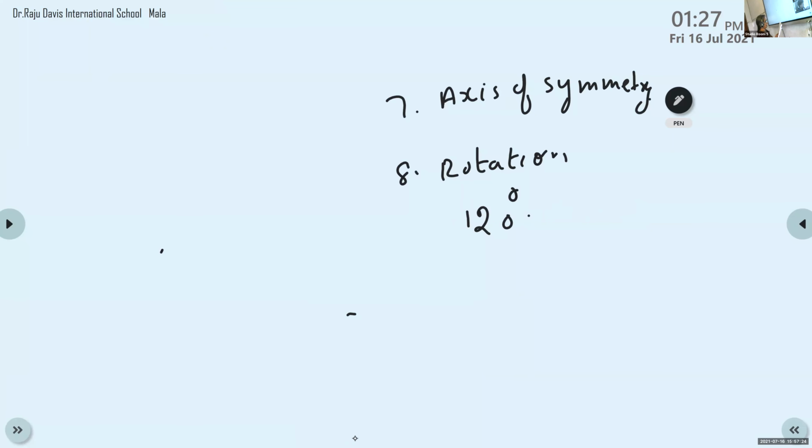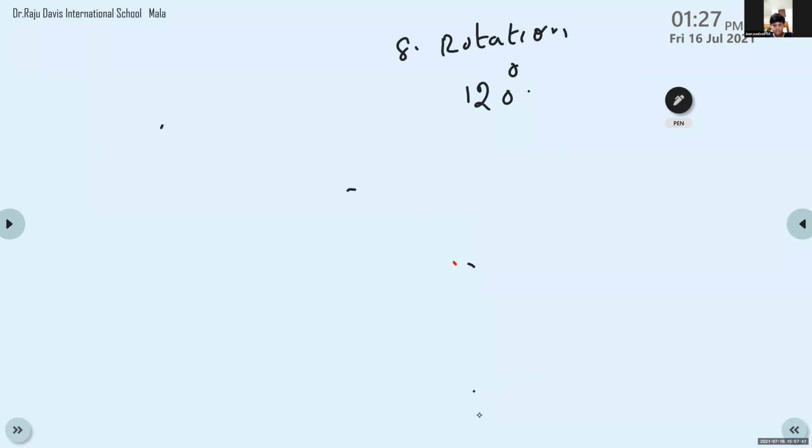Yes, quarter turn. What is the quarter of 360? 90 into 4, you will get 360. So 90 degree is called the quarter turn. If it is a 1/3 turn, 1 by 3 into 360, I'll get 120 degree. Is it clear? Still doubt is there?